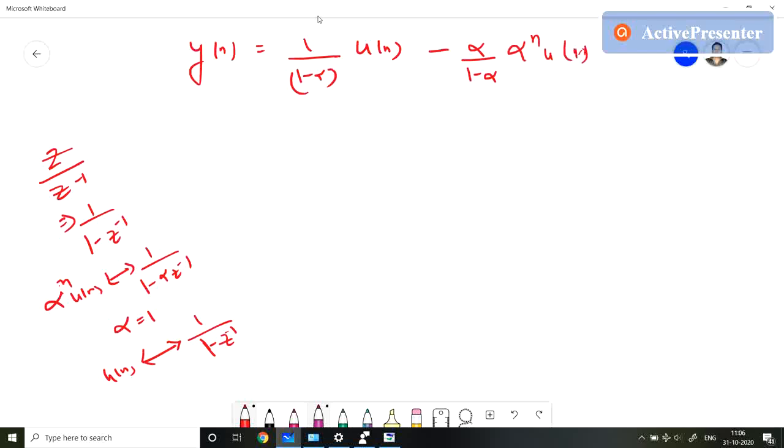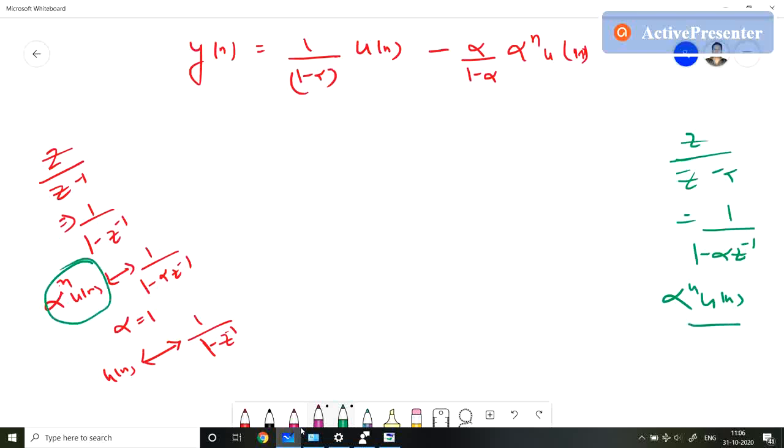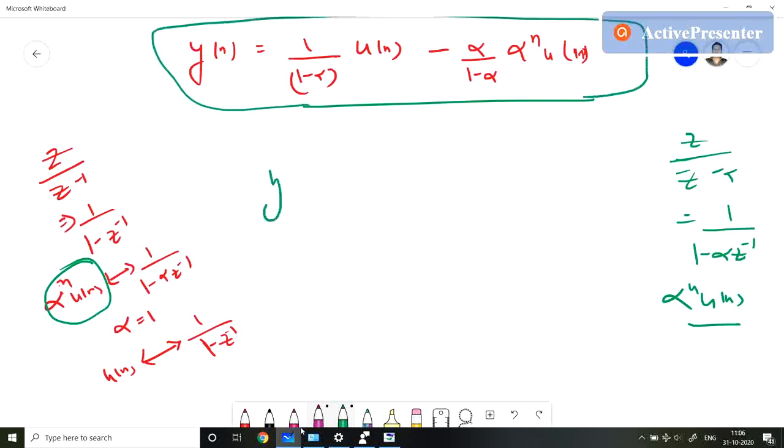So this is the z transform of z divided by z minus alpha, because z divided by z minus alpha is equal to 1 divided by 1 minus alpha z inverse, so it is alpha raised to the power n u(n), just like here we have. So finally y(n) is given as 1 divided by 1 minus alpha, divided by 1 minus alpha.